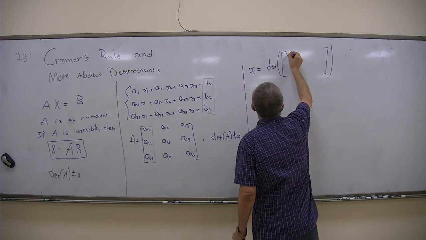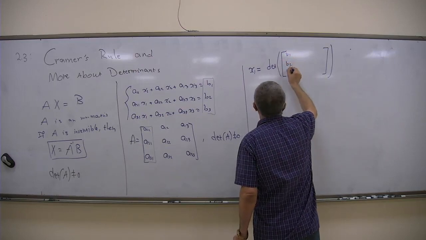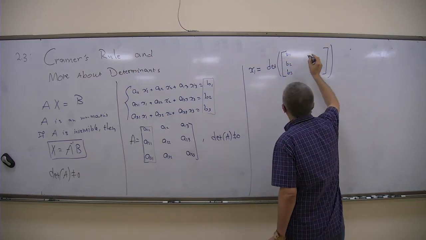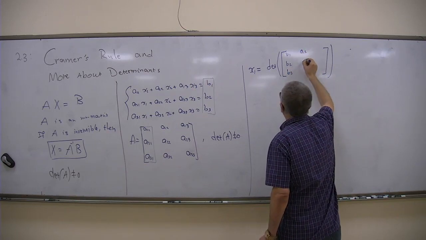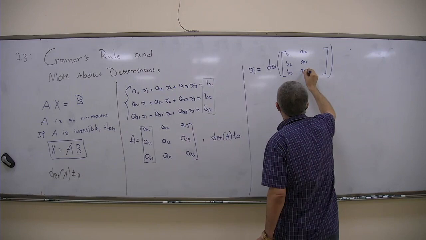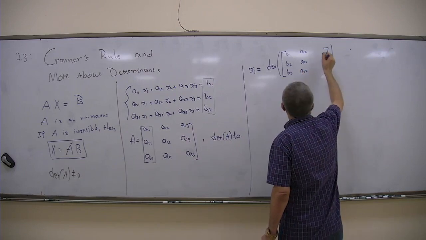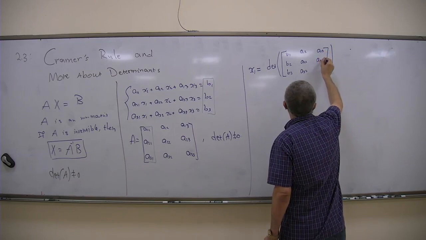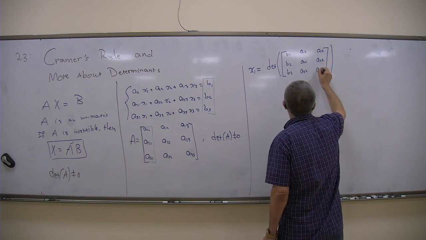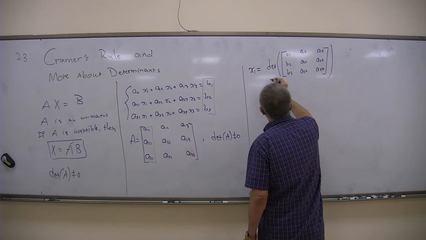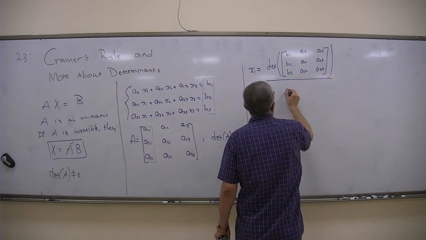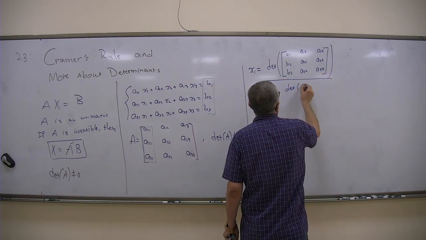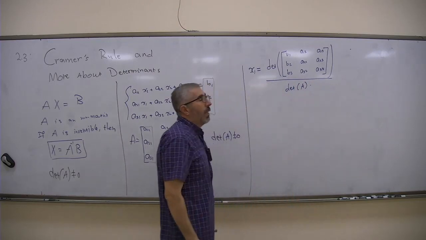B1, B2, B3, and here A12, A22, A32, here A13, A23, A33, and you divide that by determinant of A. That is x1.